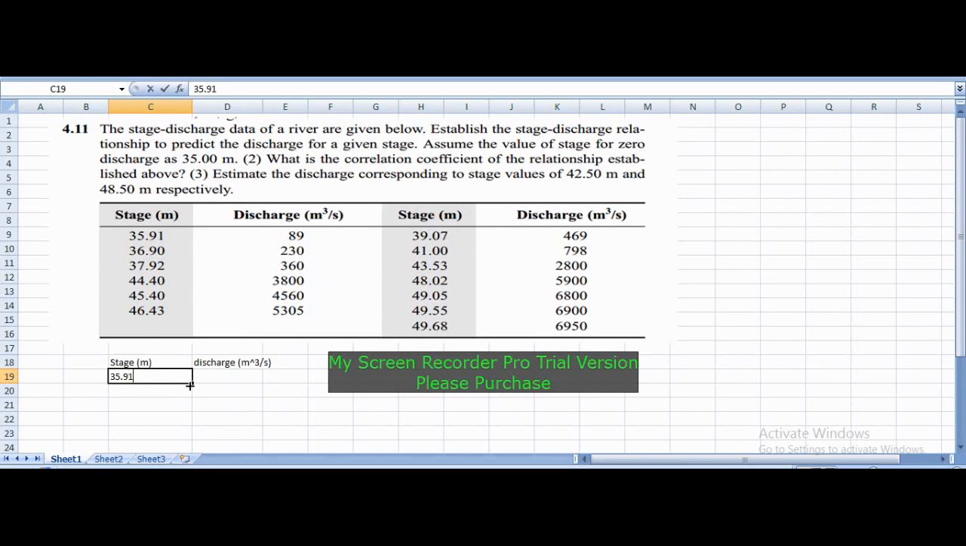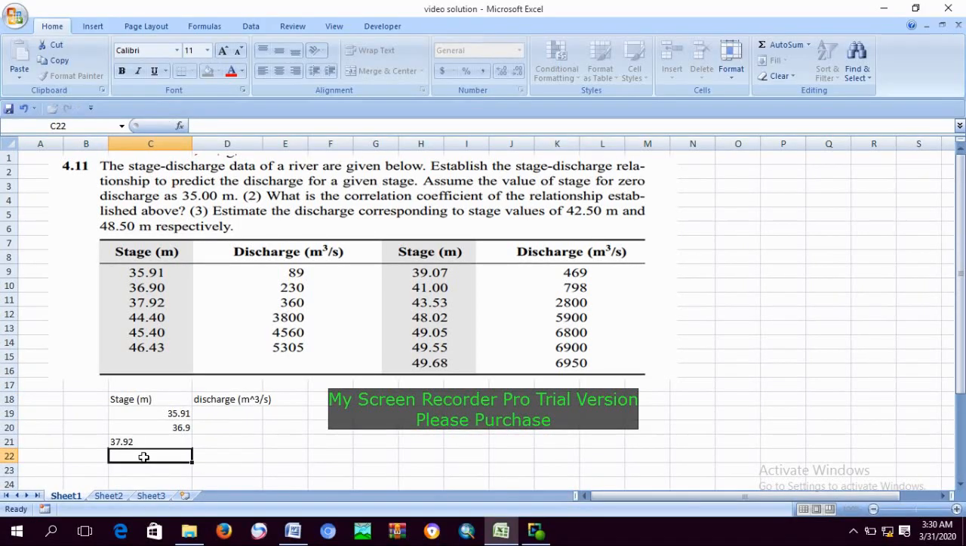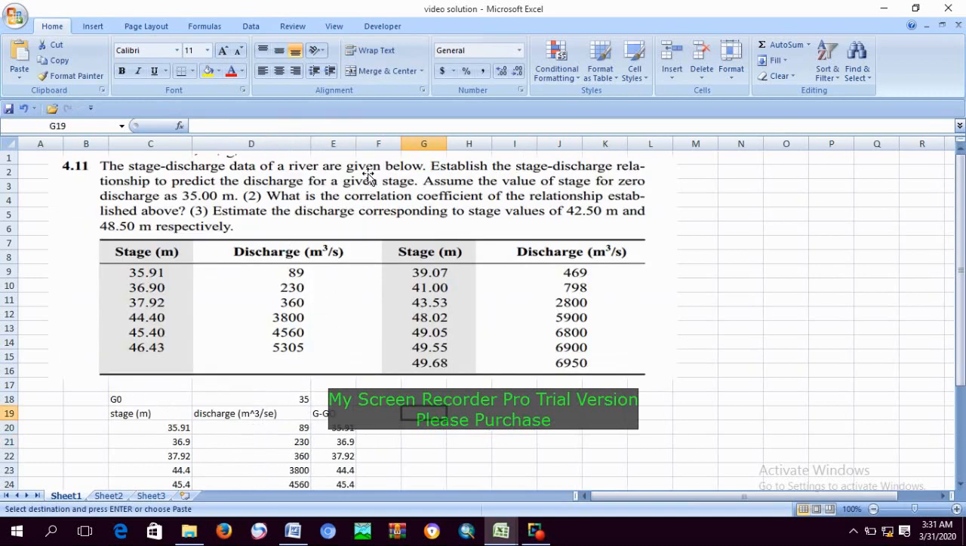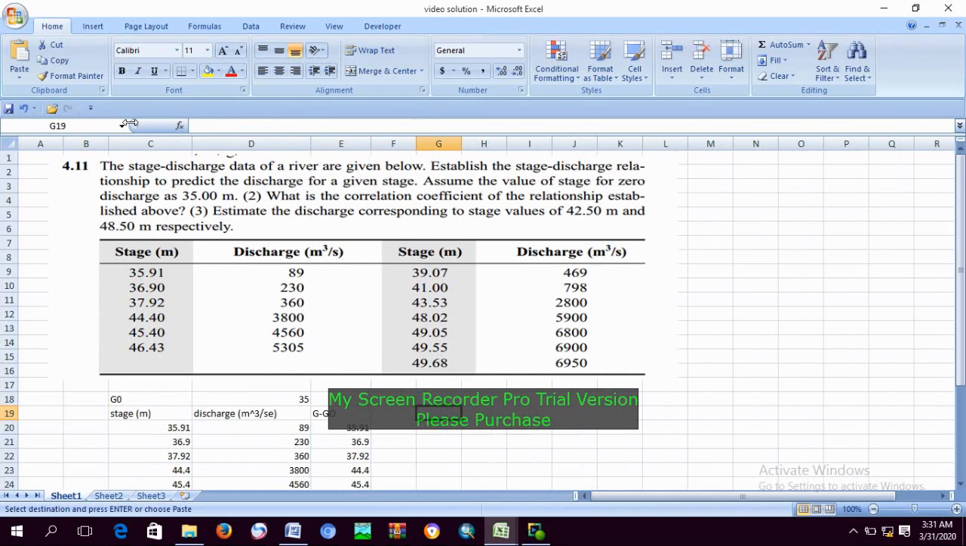Like 35.91, 36.9, 37.92, and the discharges 89, 230, 360, and so on.